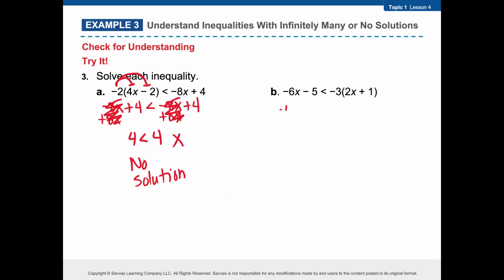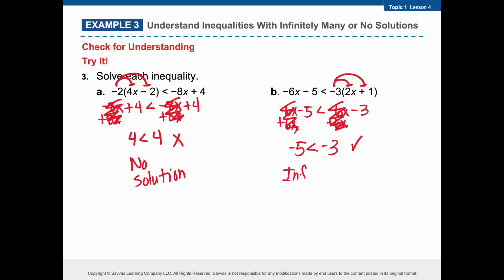Letter B, distribute the right side. Negative times positive, negative 6x, negative times positive, negative 3. Add 6x to both sides. They are both negative, so they're both going to cancel out. Is a negative 5 less than a negative 3? Yes. So this would be your infinitely many solutions, or IMS.